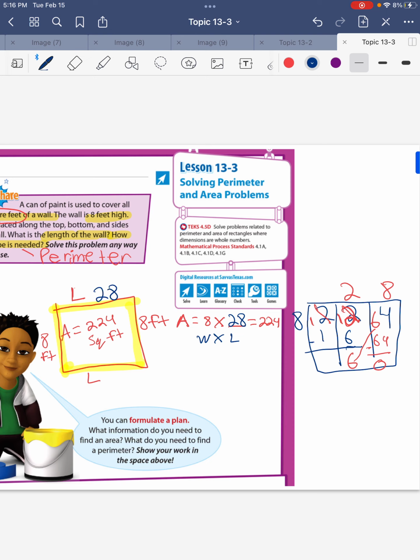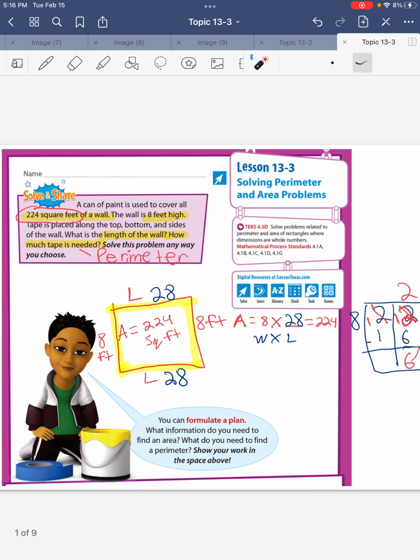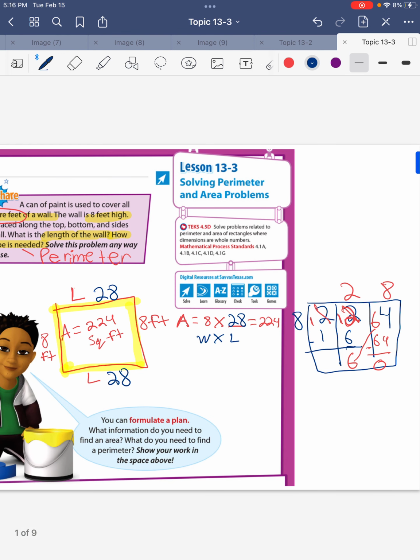So I'm going to put 28 here, 28 here, okay? And I solved that because since I couldn't multiply it, I divided it, okay? That's how I got 28, okay? So I know the length, but now it says how much tape is needed. That's my perimeter. So now I'm going to solve for perimeter, okay? So I'm going to put a line here, and now I'm going to solve for perimeter.